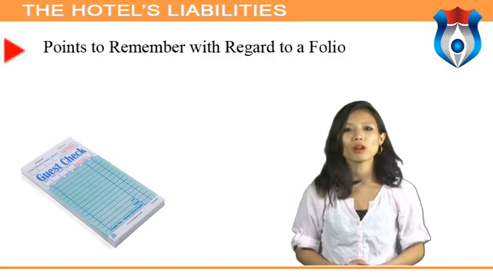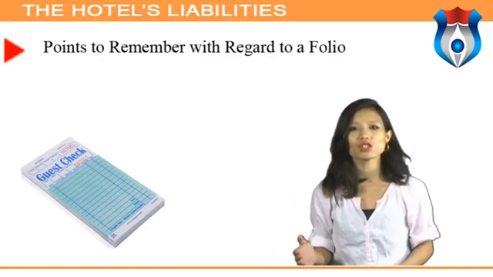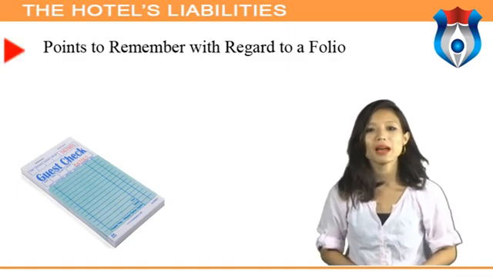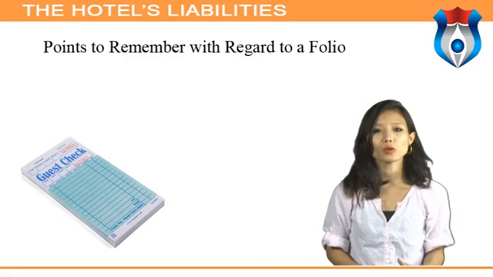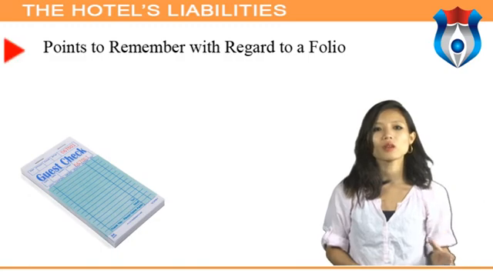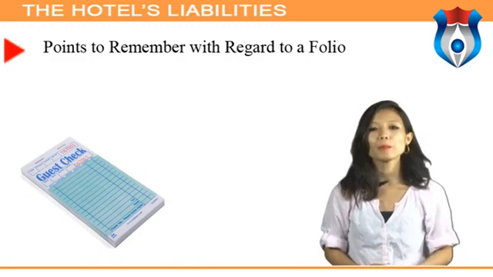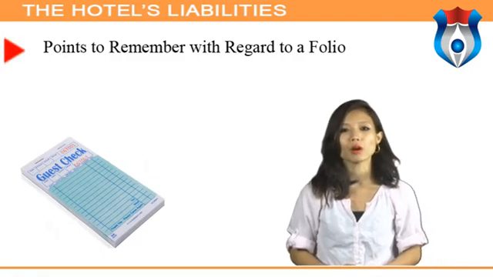Points to remember with regard to a folio. A folio is raised as soon as the guest checks in. The initial outstanding balance when the folio is opened is 0. Details on a folio: guest name, room number, date of arrival, date of departure, room rate, address, billing instruction. Each folio has a serial number which will help keep a control on folios for the purpose of audit. The cashier is responsible for the guest folio till the guest departs.